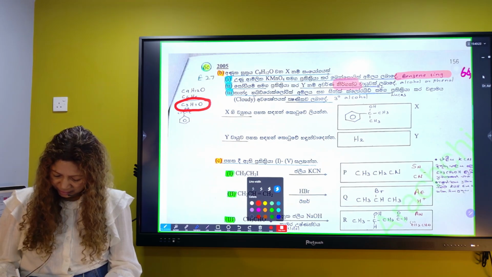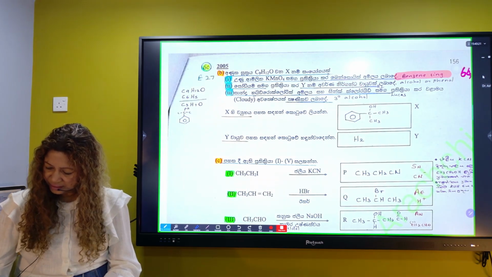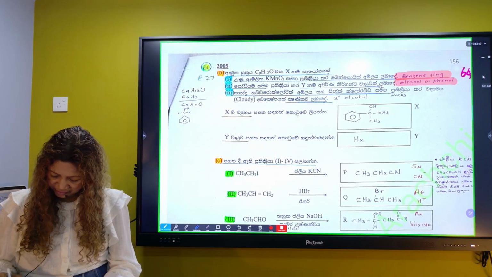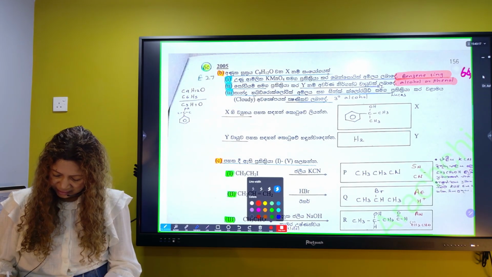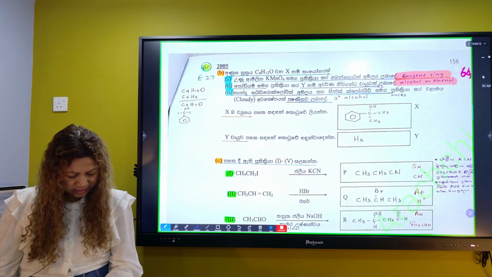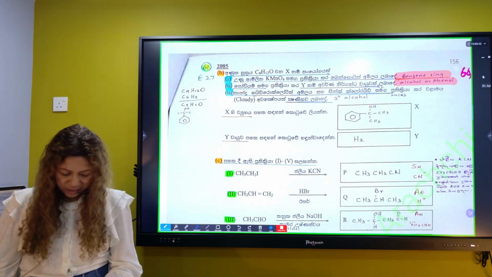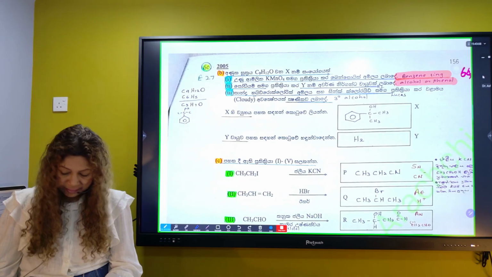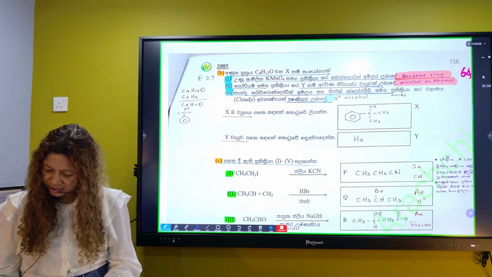So it's supposed to be either alcohol or phenol, and with conc hydrochloric acid and zinc chloride, immediate cloudiness, immediate tertiary alcohol.